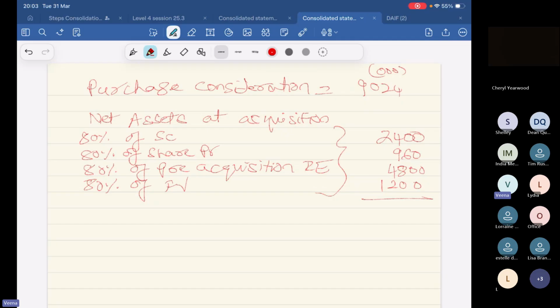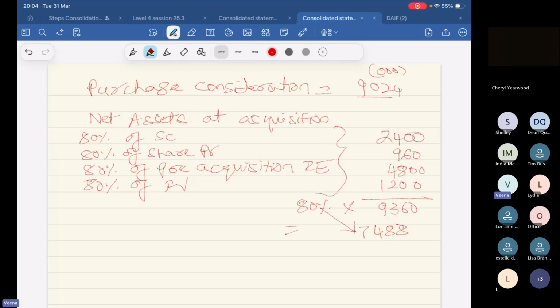Okay, so let's do that. There are two ways, like I said. You can add 960 plus 4,800 plus 1,200, so the total comes to 9,360. But they are not taking over the whole thing; 80% of that is what they are taking over. So multiplied by 80%, they are taking over worth 7,488.